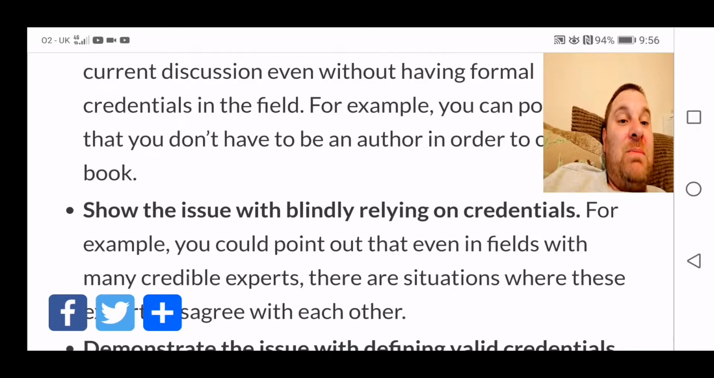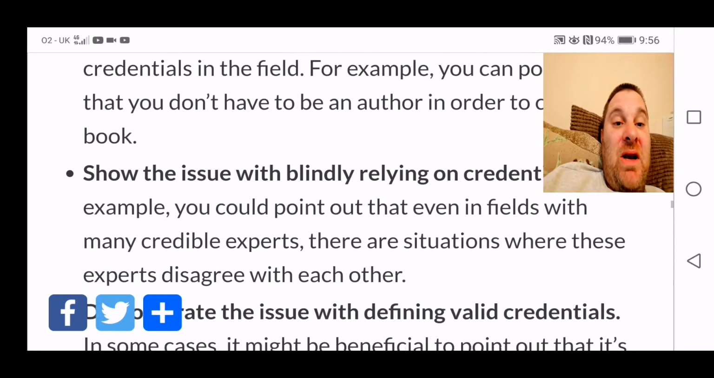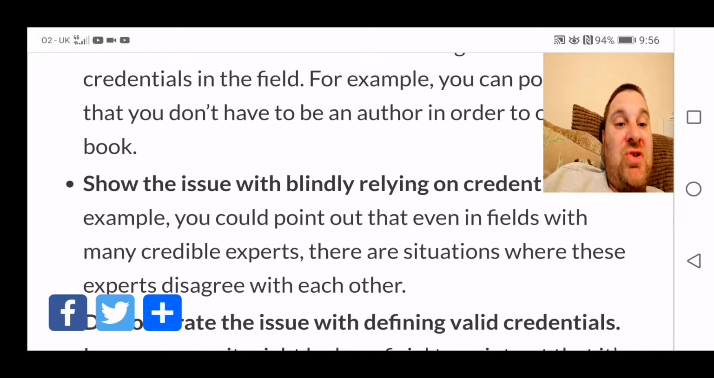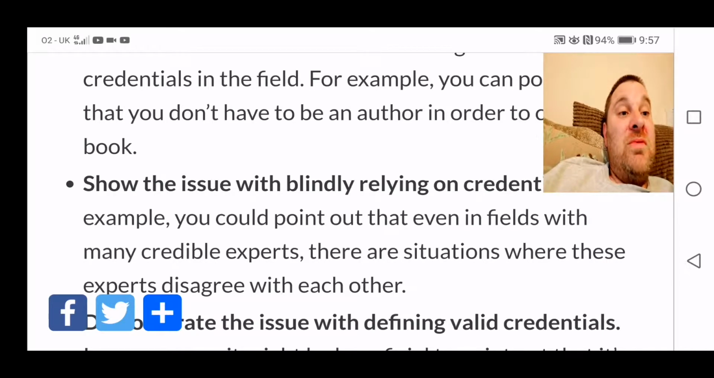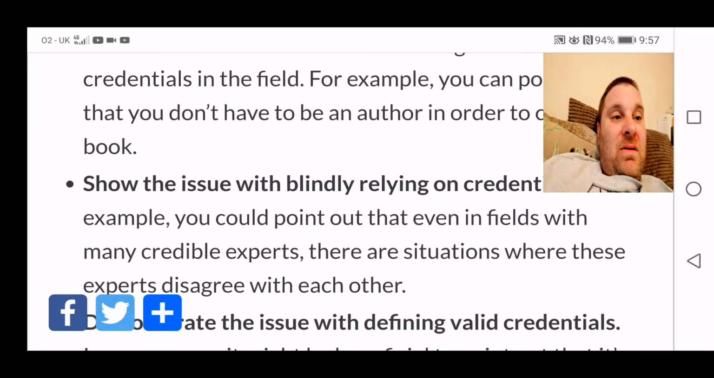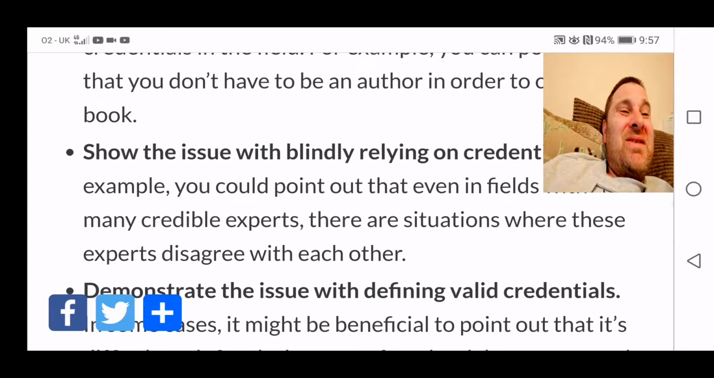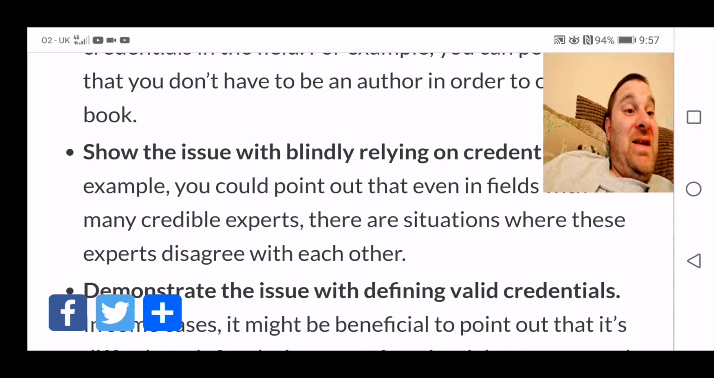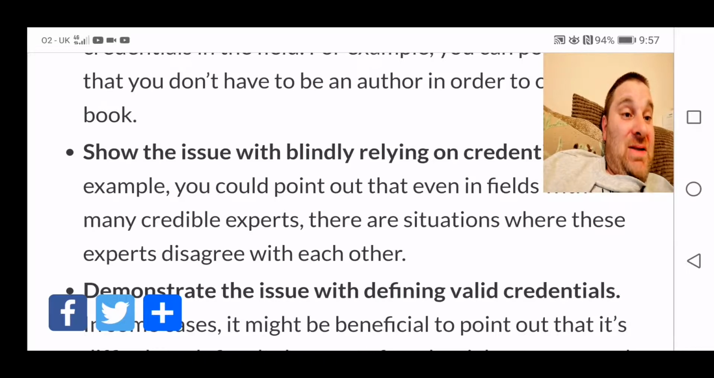Show the issue with blindly relying on credentials. For example, you could point out that even in fields with many credible experts, there are situations where these experts disagree with each other. There's quite a few of these mainstream scientists. They disagree with each other all the time. Yeah? Just because there's a consensus on something and everyone seems to believe that something's true, doesn't mean it's true. If everyone believes something's true, that's the argumentum ad populum fallacy. Yeah? Same as appeal to consensus. It's still an ad populum fallacy.